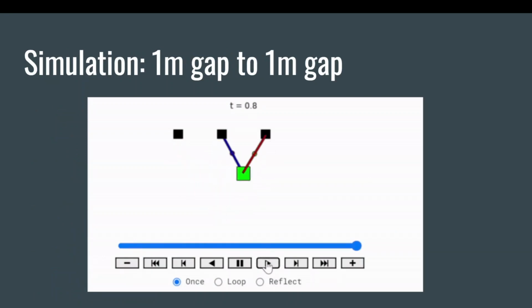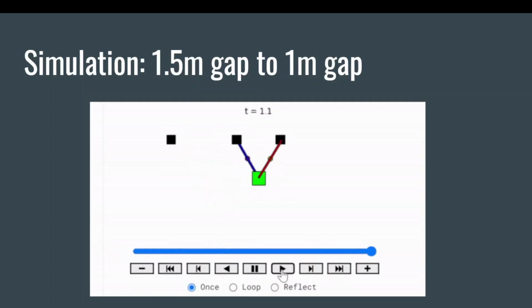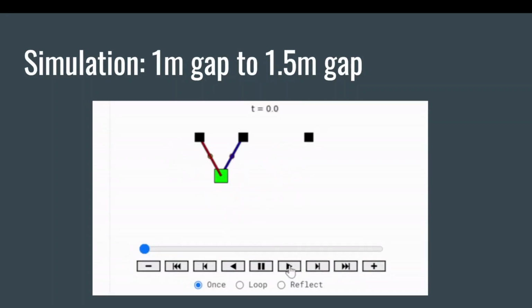In this simulation, we see a swing from a 1 meter to a 1 meter gap. In this simulation, we see a swing from a 1.5 to a 1 meter gap. In this, we see a 1 meter to a 1.5 meter gap. It is interesting how the robot first goes backwards and increases its gravitational energy before making its final swing.